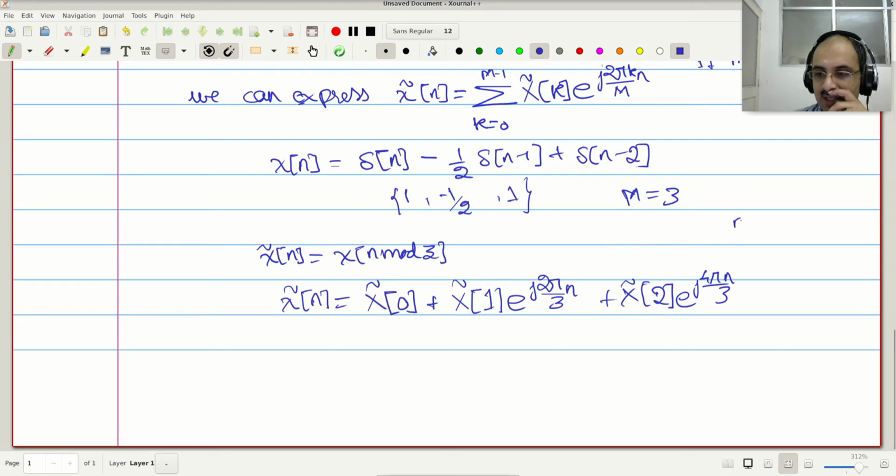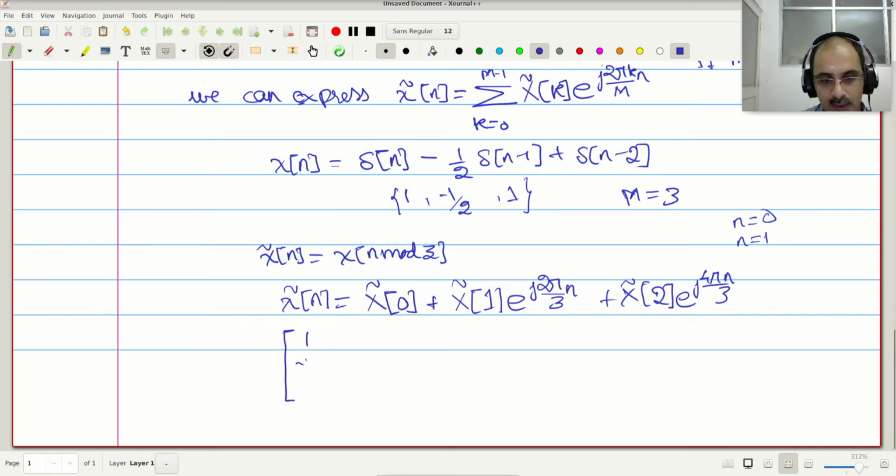So if I put n is 0, I will get x tilde 0, which is 1 rather. 1 is equal to x tilde 0 plus x tilde 1 plus x tilde 2. If I put n is equal to 1, I get x tilde 1 is equal to x tilde 0 plus x tilde 1 e power j 2 pi by 3 plus x tilde 2 e power j 4 pi by 3. And finally, if I put n equal to 2, so in fact I can even write it in this way.